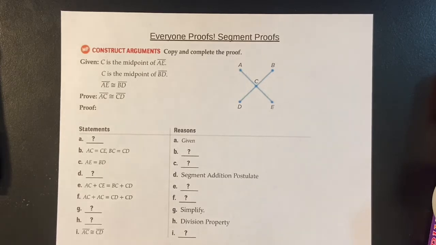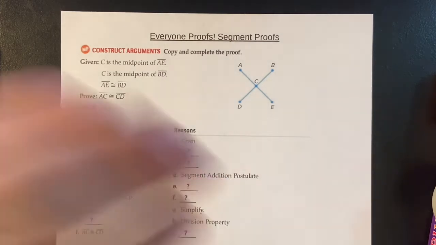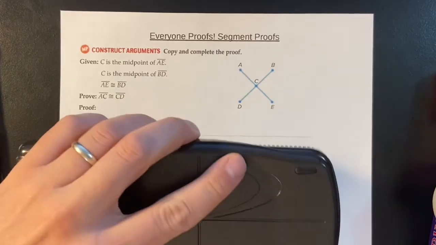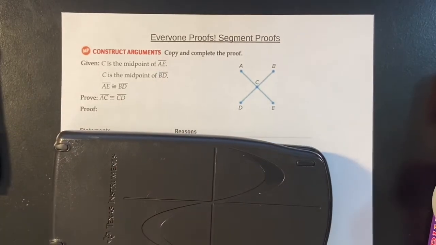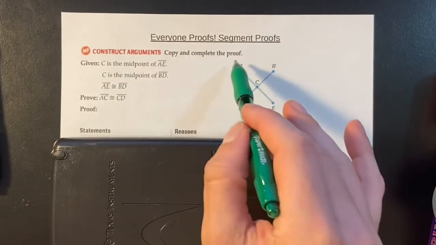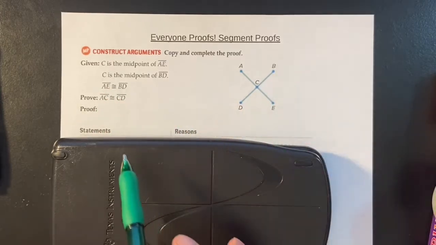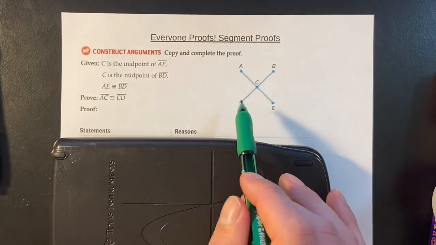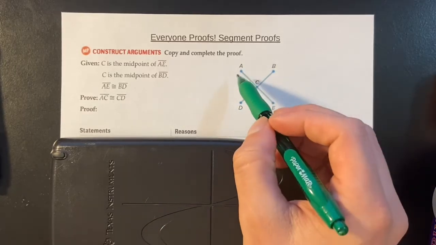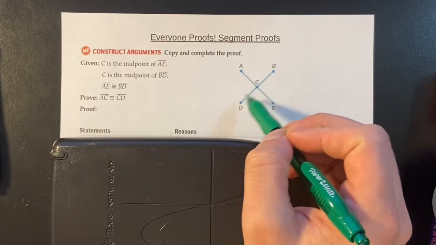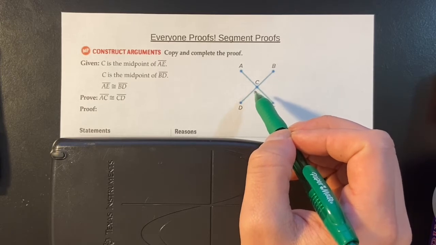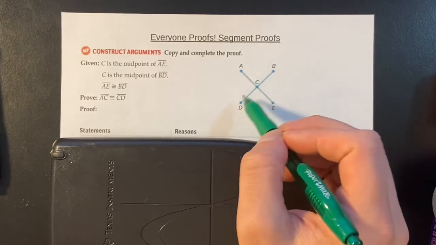So, first things first, before we even get started, let's ignore this. I'm just gonna put my calculator here on top of it. We'll pretend it's not there, and we'll see what we're trying to figure out. Okay, what we're trying to figure out is C is the midpoint of AE, and C is also the midpoint of BD, and AE is the same as BD, and I need to prove that AC and DC are the same.